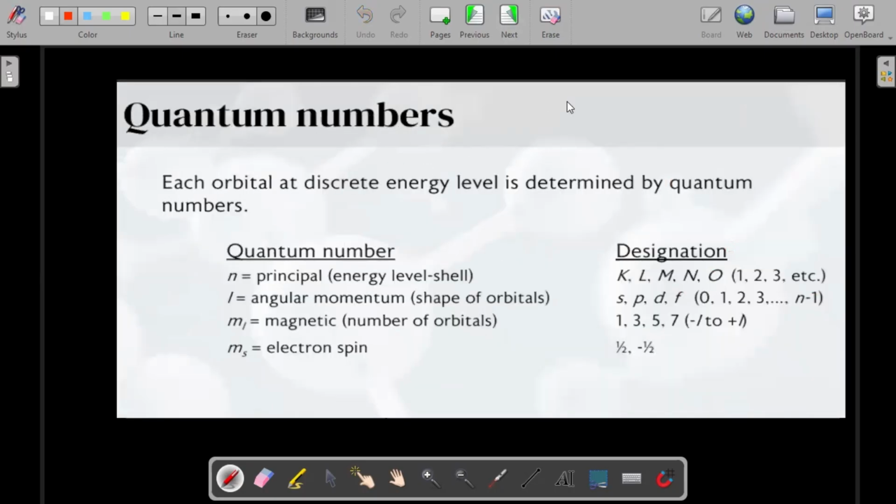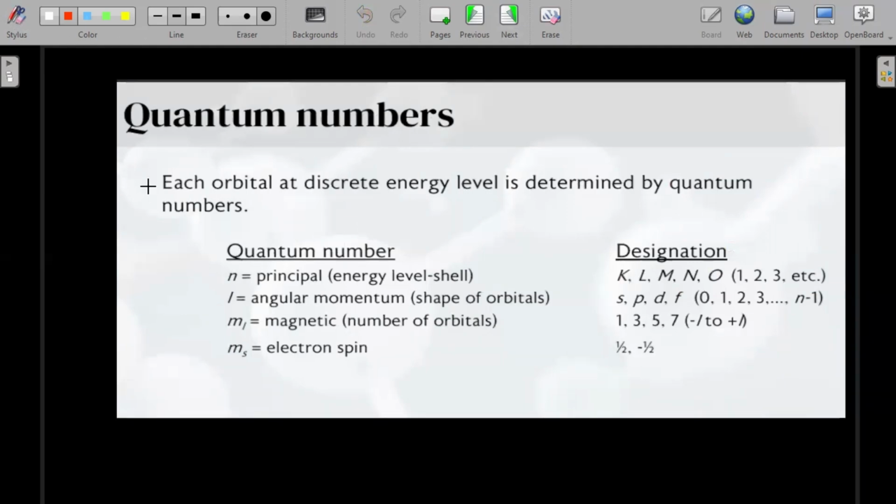We can now talk about quantum numbers. Some of these are things you did in the first semester, but I'm just trying to remind you. We have 4 types of quantum numbers: the principal quantum number, the angular momentum quantum number, the magnetic quantum number, and the electron spin quantum number. Let's discuss these one by one.